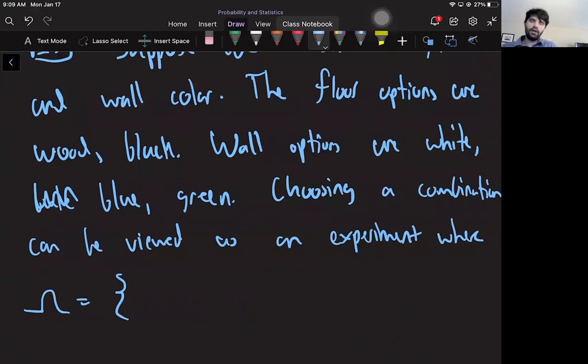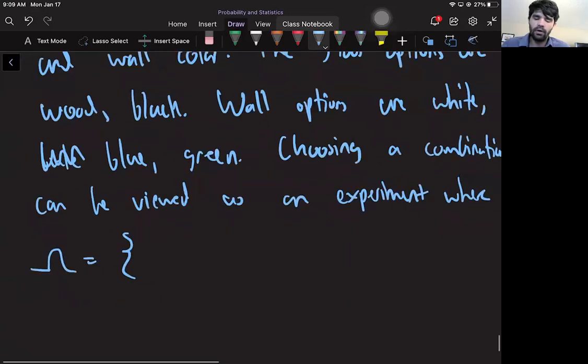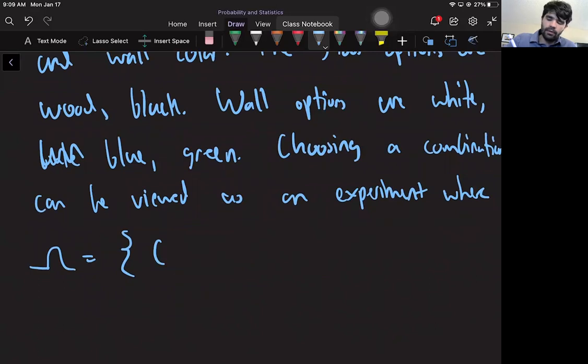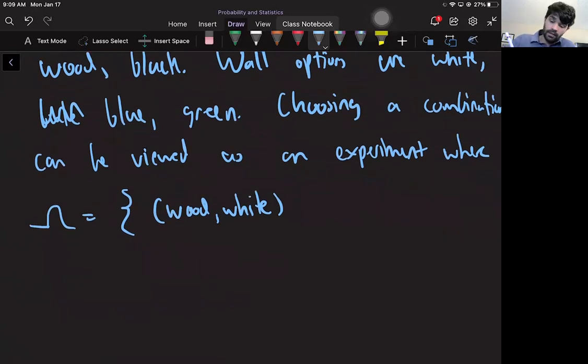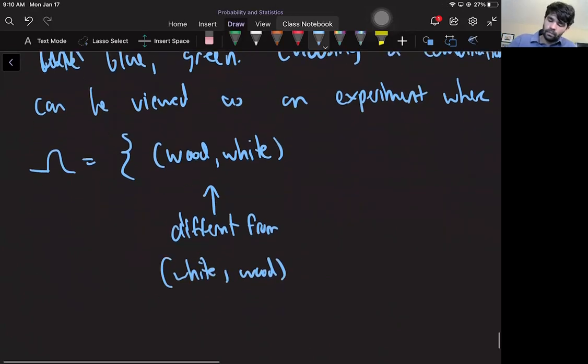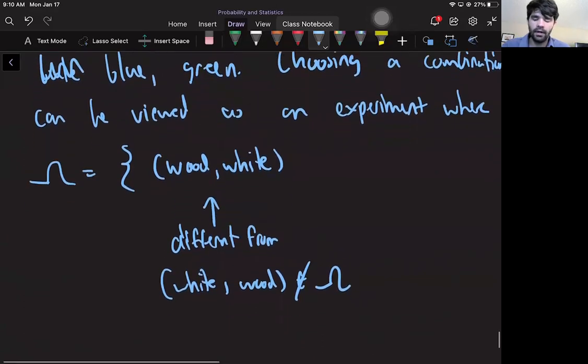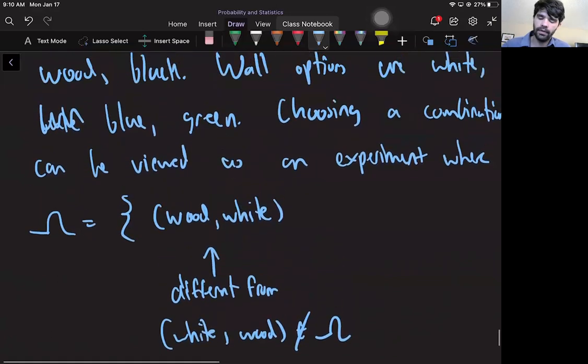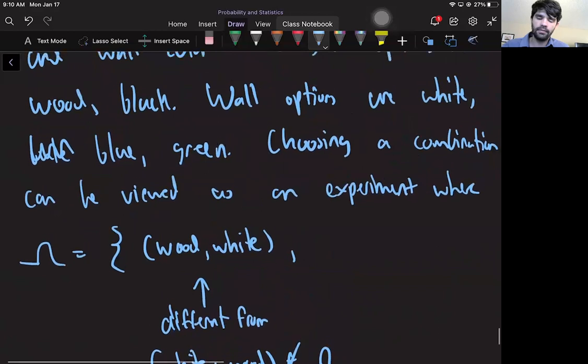So in this case, the order of the combinations matter because you're choosing a floor first. So one possible element is wood, comma, white, because the floor can be wood and the wall can be white. But notice this is not the same. It's different from white comma wood, which is not in there. It's not going to be an omega because the floor being white is not an option, and the wall being wood is not an option. So this is one element of the sample space.